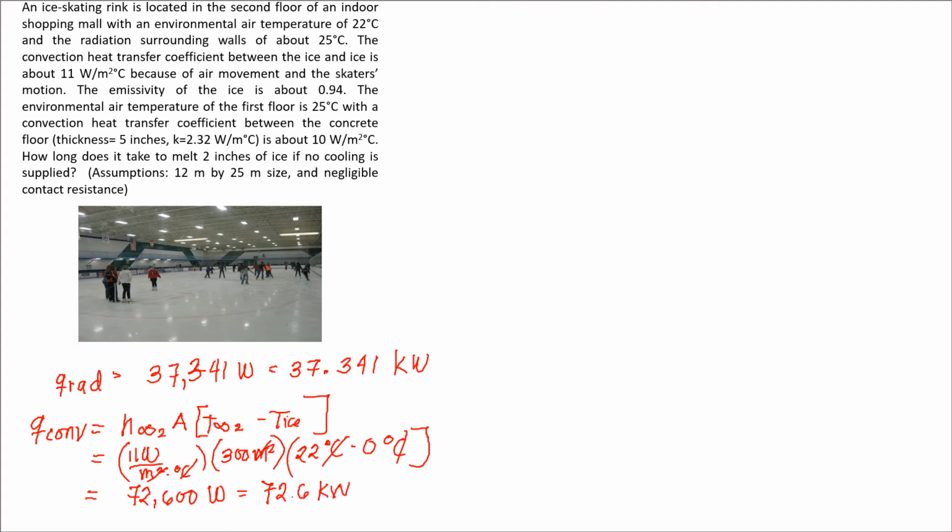Thus, adding all to the equation given earlier, Q total is equal to 158.408 kilowatts.